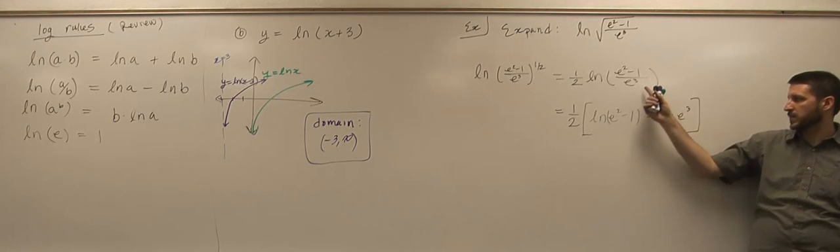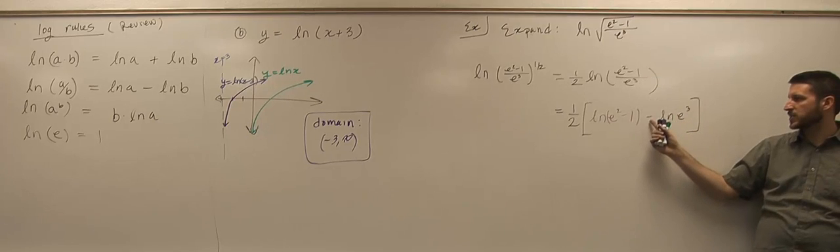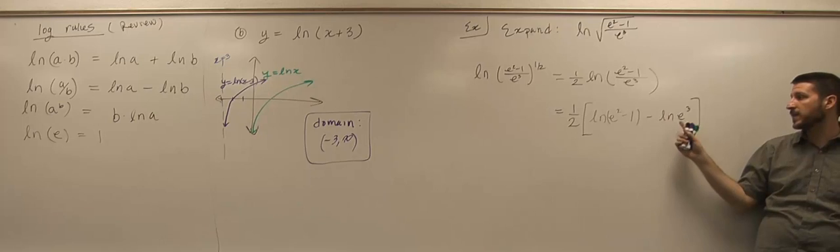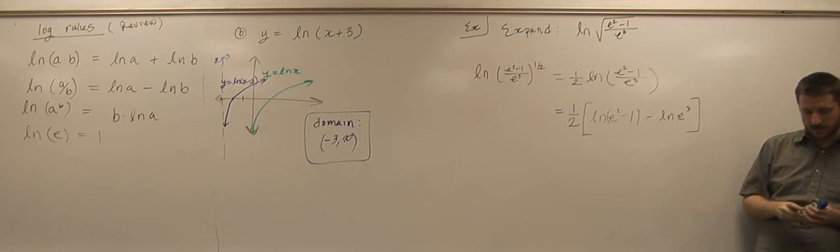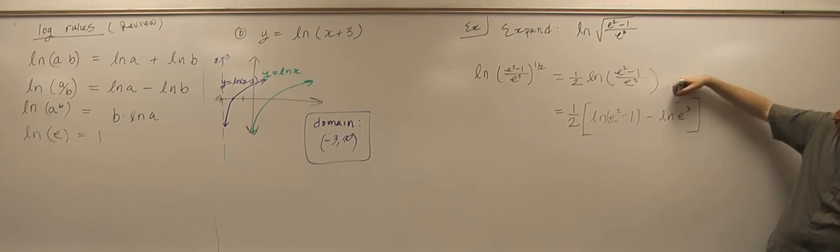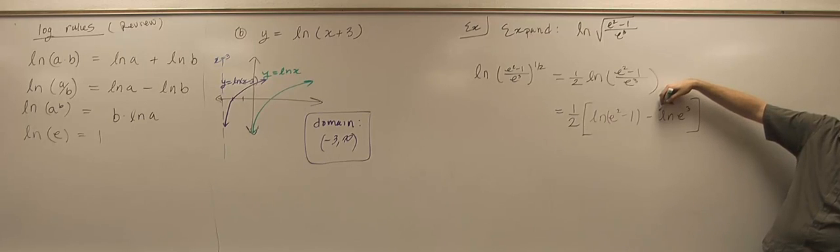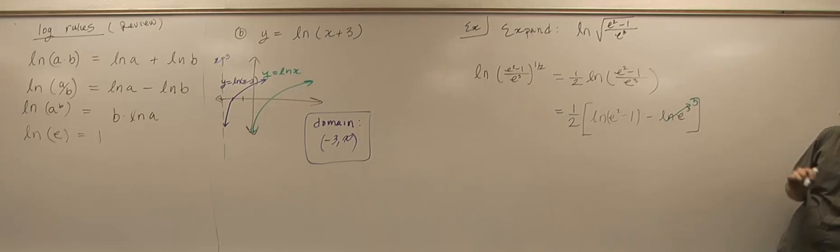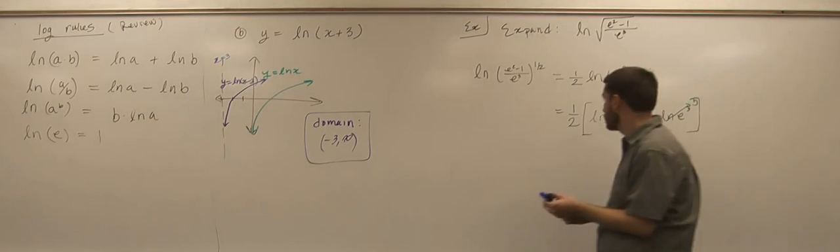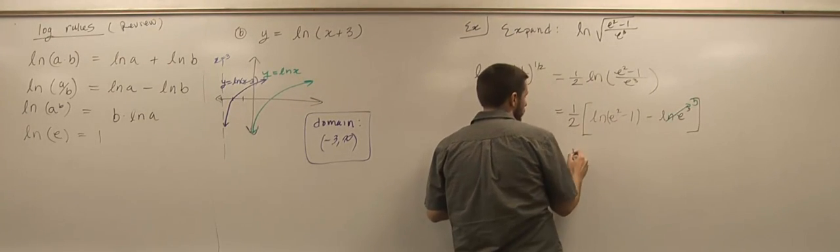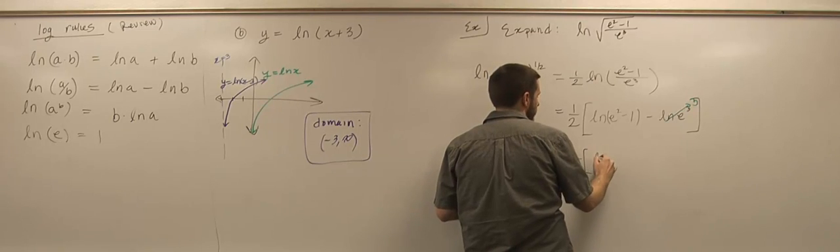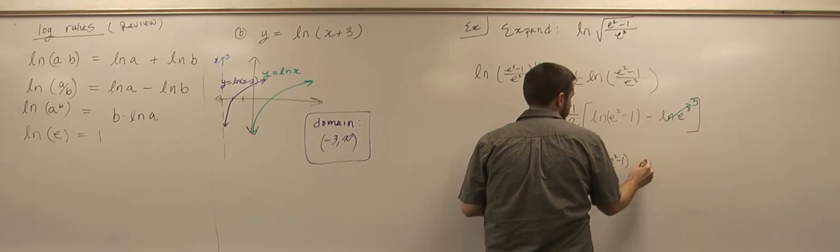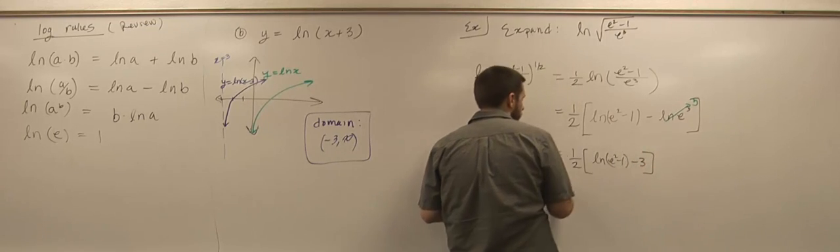If I condensed, I get back to here. Condensing has to take a subtraction outside and turn it into a division inside. But I can simplify a little bit. What's ln of e cubed? 3. So the 3 ln e, and what's ln of e? 1. So it's 3. So it'll be 1/2 times ln of e squared minus 1 minus 2. Or if you multiply it out.